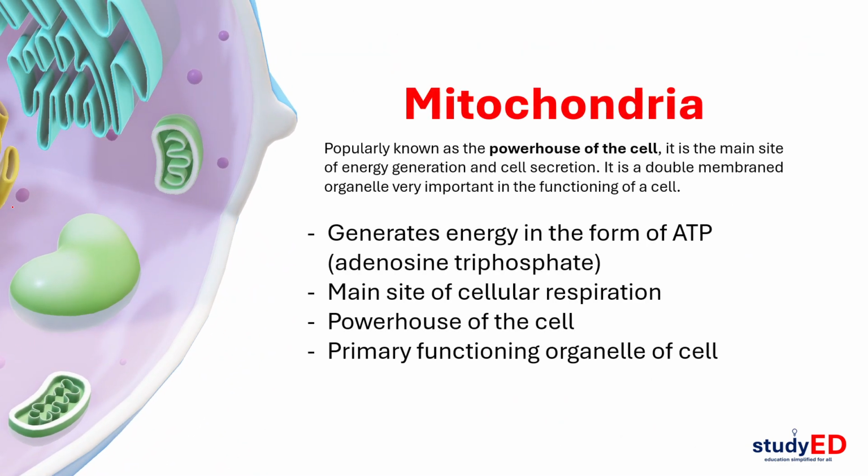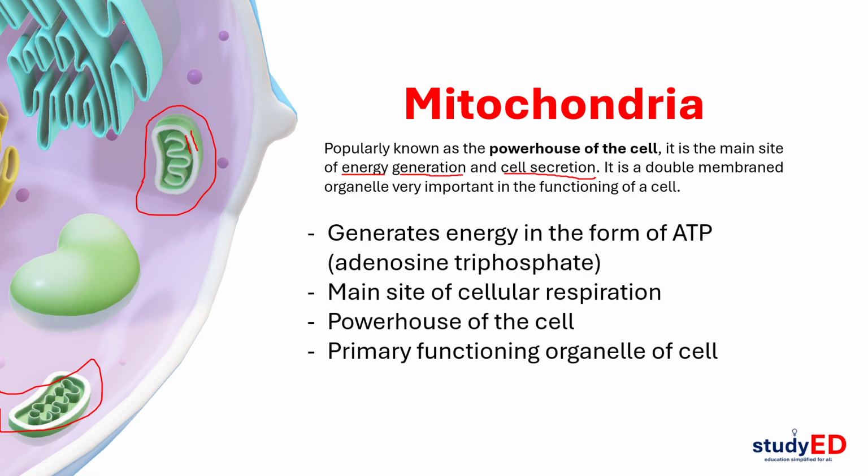Mitochondria. Very popular organelle. The powerhouse of the cell is the mitochondria. Now what is its usage? It's the main site of energy generation. Powerhouse itself means energy and cell secretion. So this is double membraned. You see this one membrane, two membrane, outer and inner covering, a double membrane organelle, and it's very important for the functioning of a cell. So what is its usage?